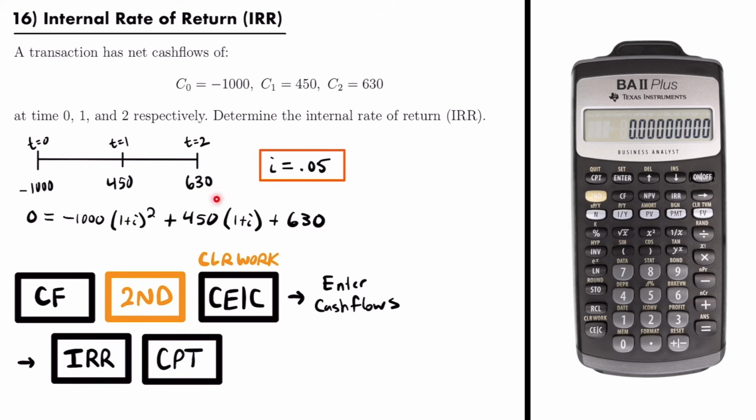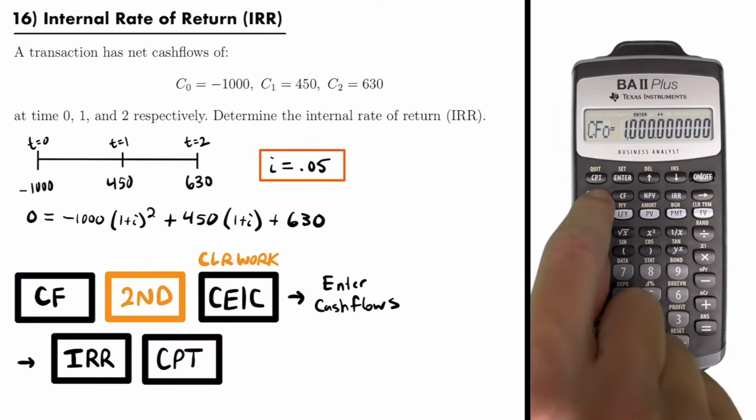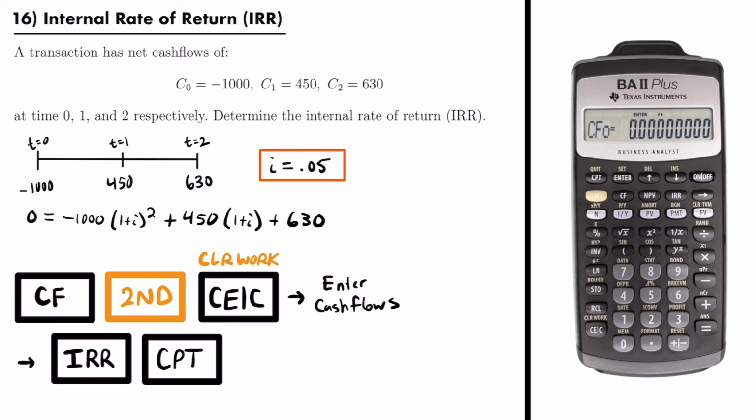Here's the equation of value we set up when we calculated that by hand. Of course, we then used the quadratic formula to actually solve for I, but it's going to be a lot easier in this case with the calculator. So what we're going to do is hit the cash flow button. So let's go over here. Let's hit cash flow. And then we're going to clear out all work, so I'm going to hit second clear. Now we're ready to go ahead and type in our cash flows.